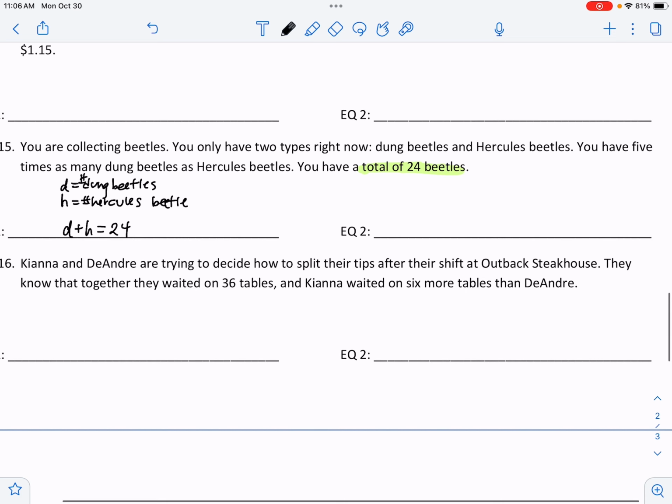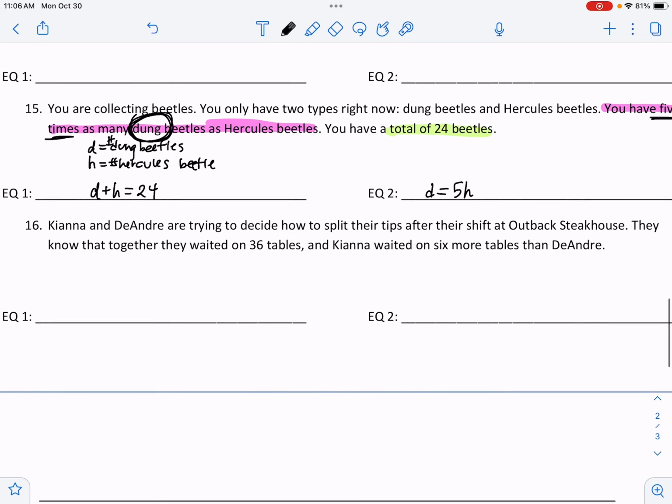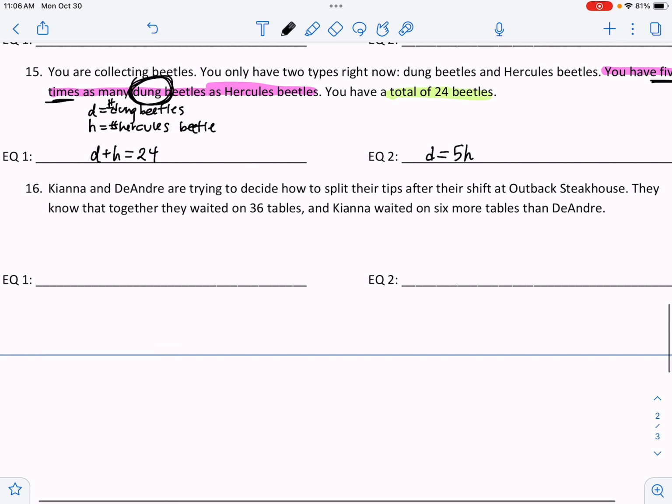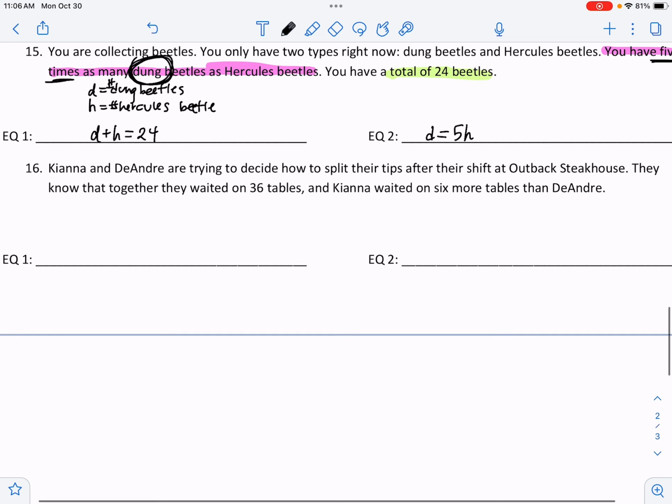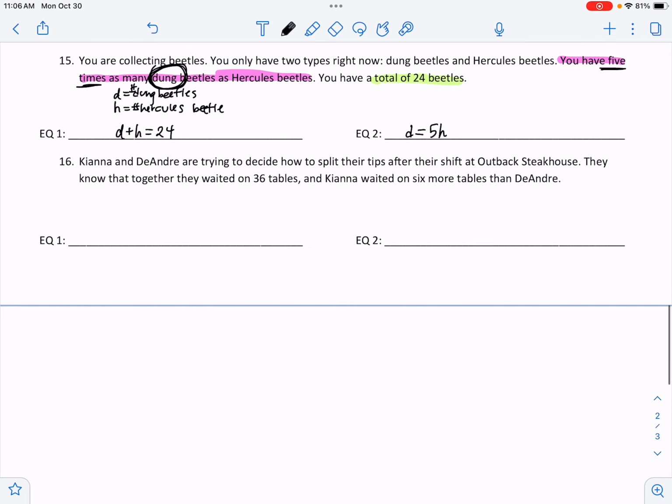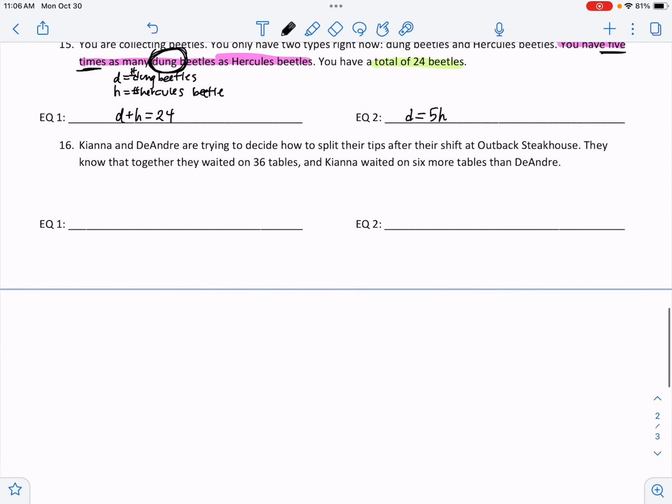Now, this next one is a comparison. You have 5 times as many dung beetles as Hercules beetles. Since dung beetles comes first in the sentence, it's going to be D equals automatically. And then it says 5 times. So 5 times the Hercules beetles would give me the dung beetles. So 5 times H. This next one is similar, but I'm going to point out a difference between the two.